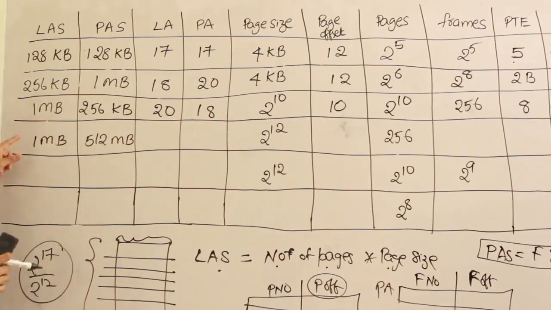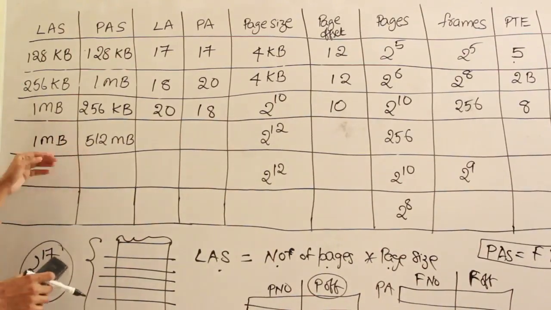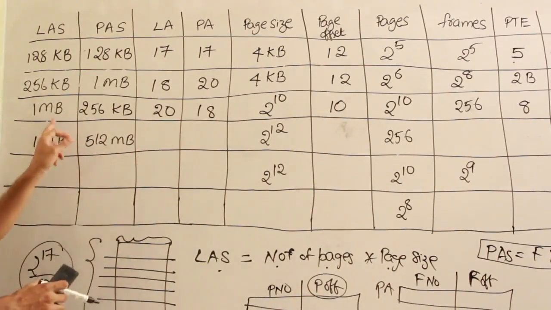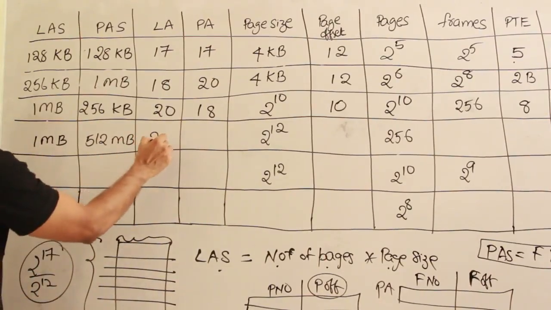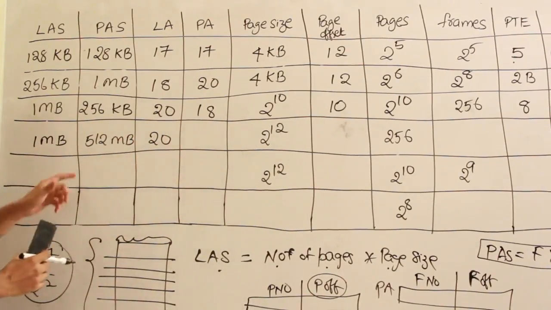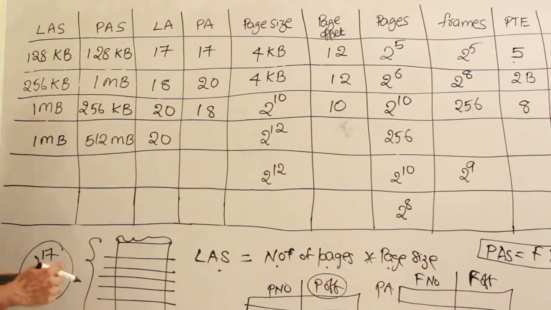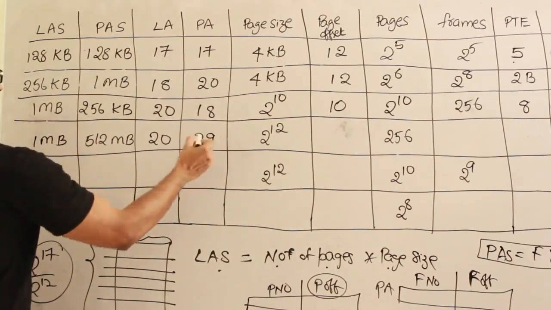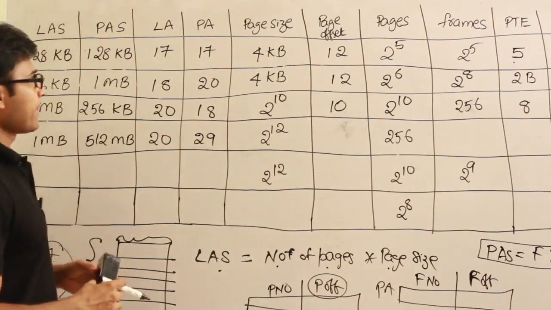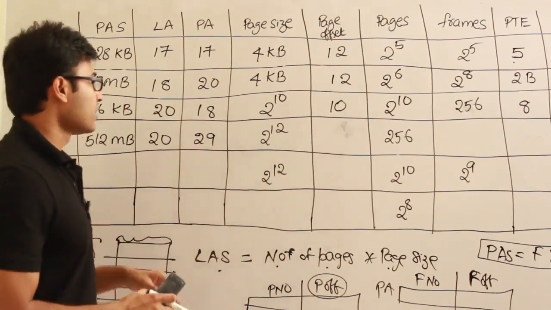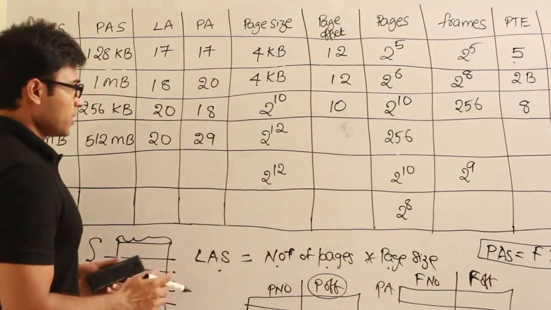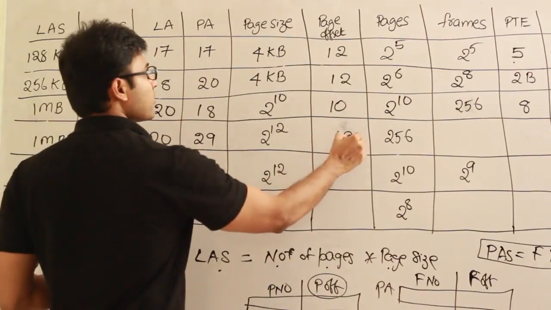Now logical address space is 1 MB, physical address space is 512, and you can fill it up, right? How? If it is 1 MB, logical address is 20. And what about the physical address? 512 MB. So 512 is nothing but 9 and MB is nothing but 20. Therefore it is going to be 29. Isn't it? And what about the page offset? Since page size is 2 power 12, page offset is going to be 12 bits.